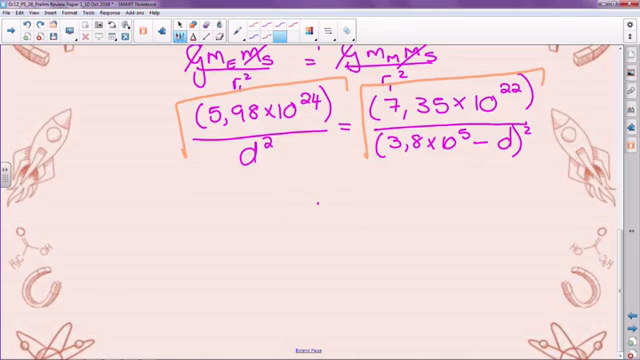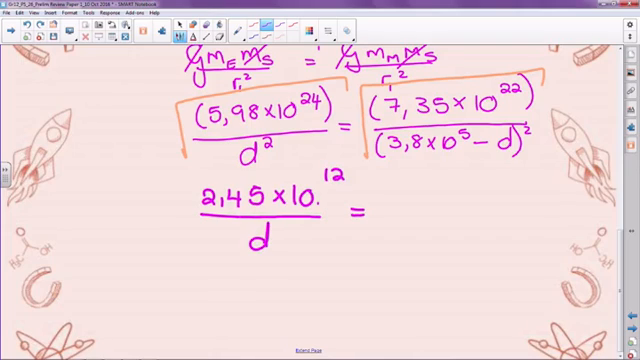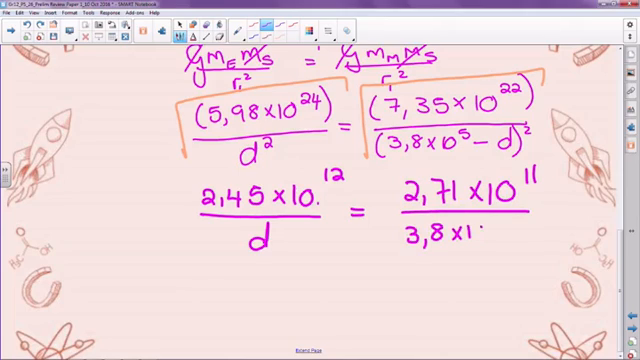Okay, because what happens then is if I square root the top, this becomes 2,45 times 10 to the 12 over D. This becomes 2,71 times 10 to the 11 over 3,8 times 10 to the 5 minus D, because that bracket disappears. Now it's a maths problem.